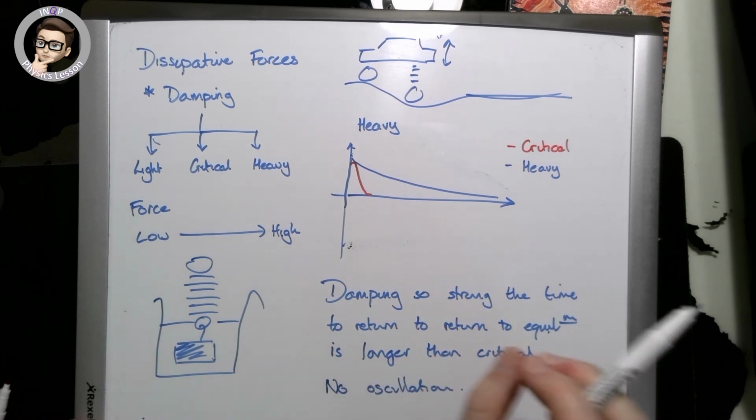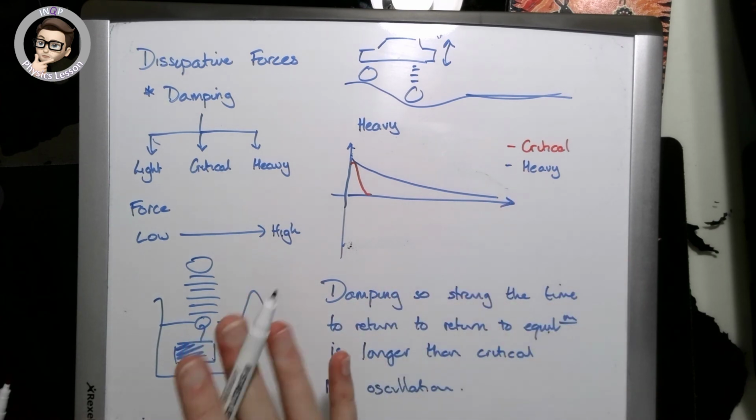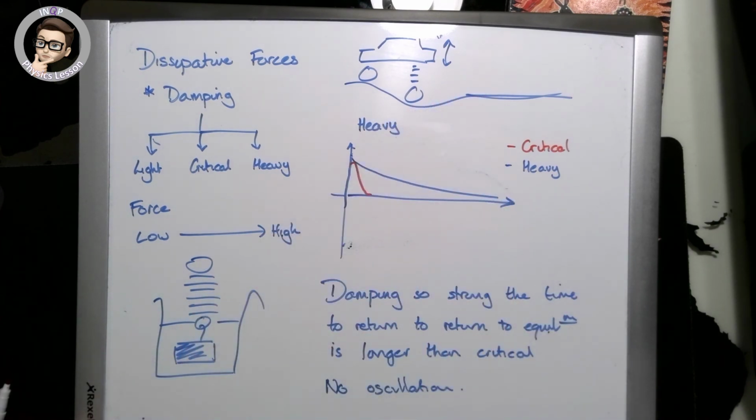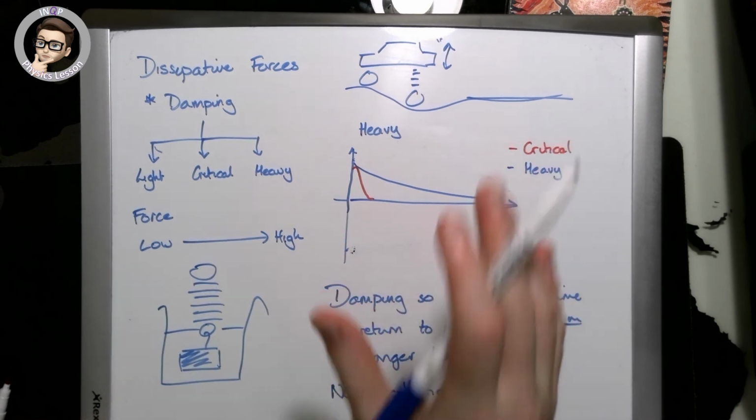And that is a heavy damping, and obviously critical damping is what we would see in the car suspension.